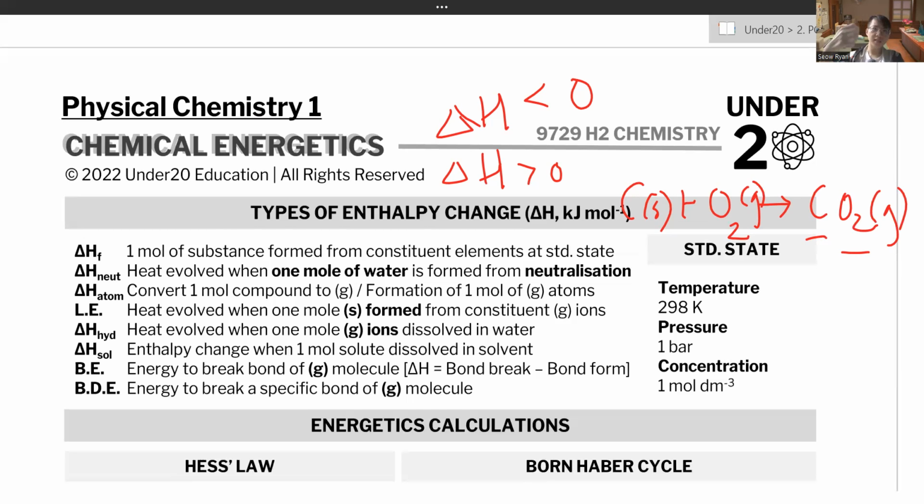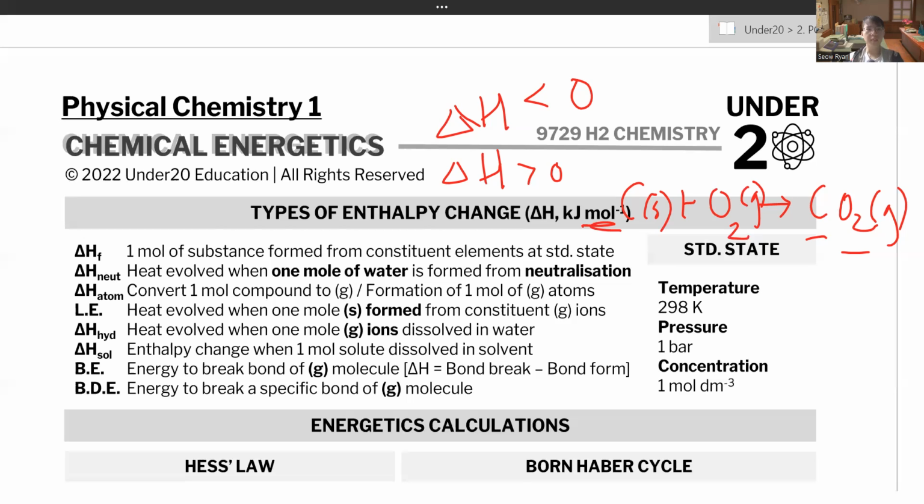So what exactly is a standard state? A standard state is a certain set of conditions which states that the temperature is at 298 K, pressure is at 1 bar, and if there are any solutions, the concentration is at 1 mole per dm cube. Okay, the next is the enthalpy change of neutralization, which is the heat evolved when 1 mole of water is formed from neutralization. The keyword here is 1 mole of water formed from neutralization. So in any of your calculations, the per mole for neutralization is with respect to water.